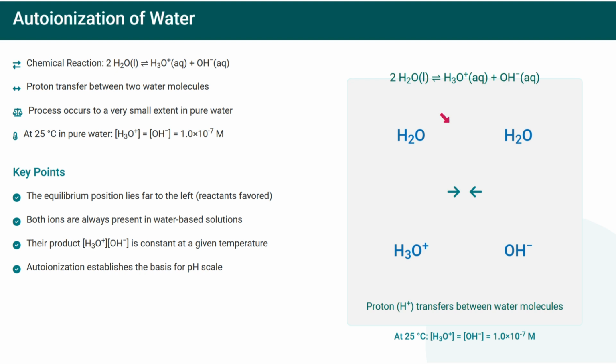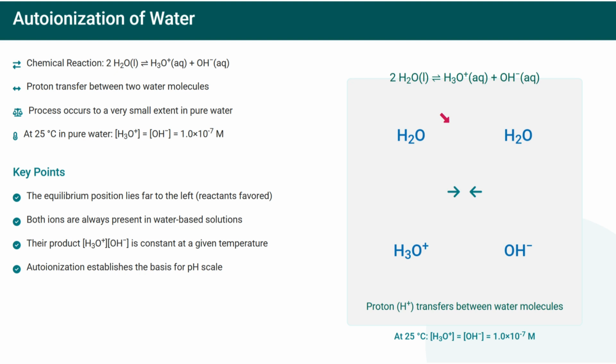It's crucial to know that this process occurs to a very small extent in pure water. At 25 degrees Celsius, the concentrations of both hydronium and hydroxide ions are a tiny 1.0 times 10 to the negative 7 molar. Let's highlight some key points. The equilibrium position lies far to the left, meaning the reactants, the water molecules, are heavily favored. However, both ions are always present in any water-based solution. Their product, the concentration of H3O+ times the concentration of OH-, is constant at a given temperature. And this very autoionization is what establishes the basis for our entire pH scale.